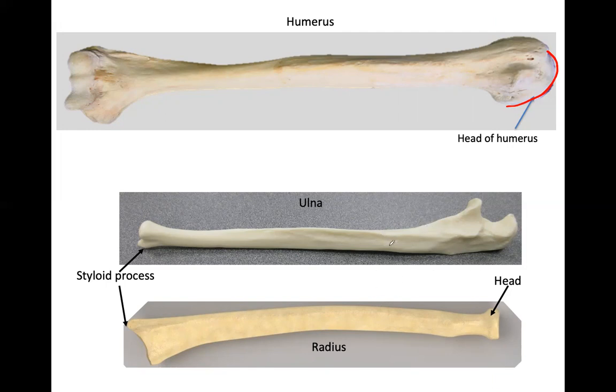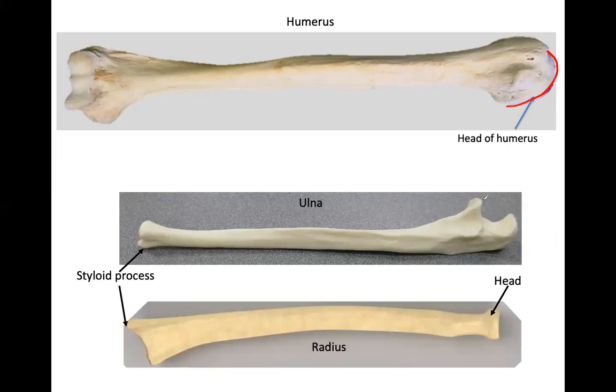You have ulna and radius. Please do keep in mind that radius runs on the side of your thumb and ulna runs on the side of your pinky. So these two bones, when your hand is in a supine position, are parallel to each other, with radius running on the side of your thumb and ulna running on the side of your pinky. But how do I identify these two bones? If I look at the ulna, this is how I identify it.